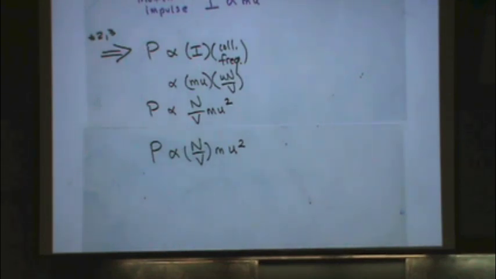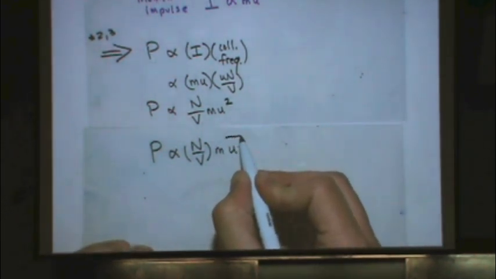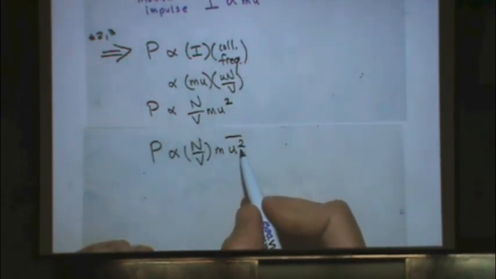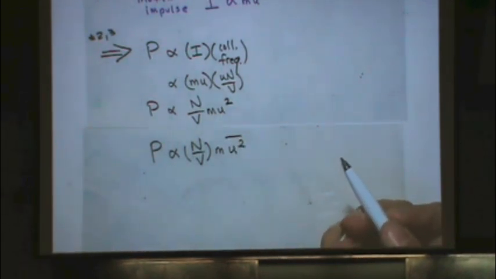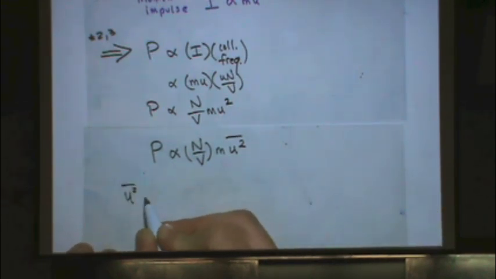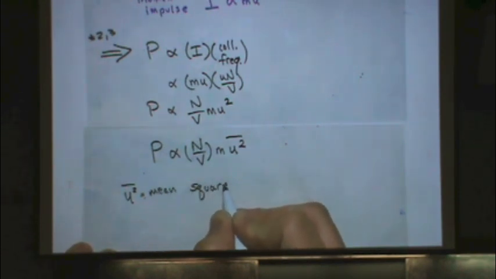Now I'm going to change the u a little bit. The u is, remember, velocity. But really, when we have a lot of gas molecules, the gases have different energies. We don't know exactly what the particular velocity is, but we can measure an average velocity. The way we denote average is to put a bar above the letter. So u squared bar means the average of u squared, and that is called the mean square velocity.